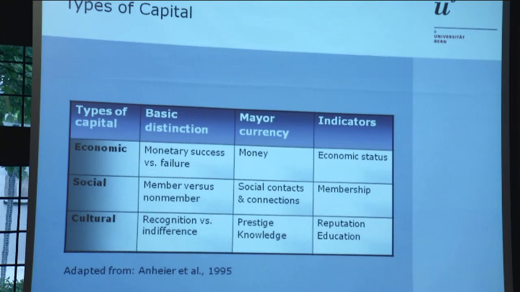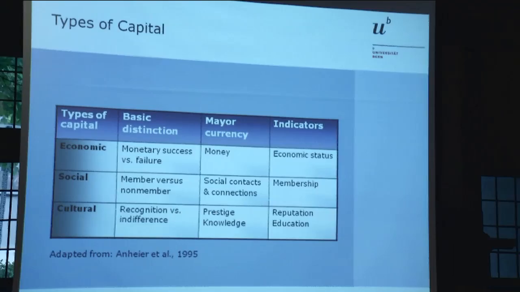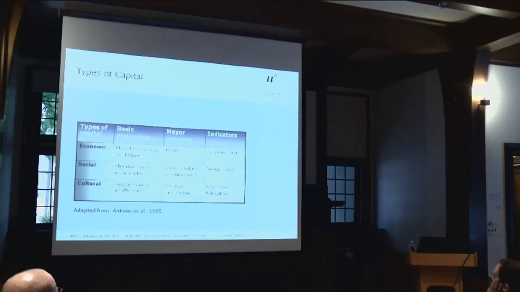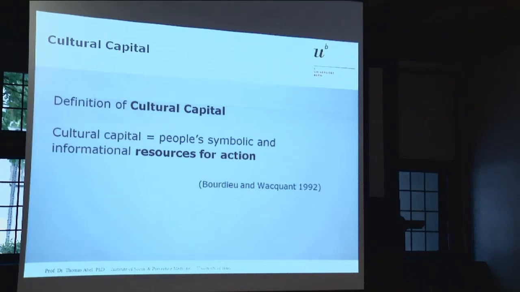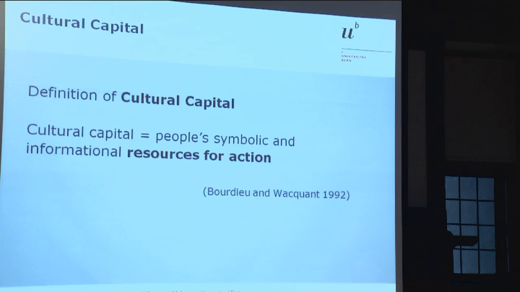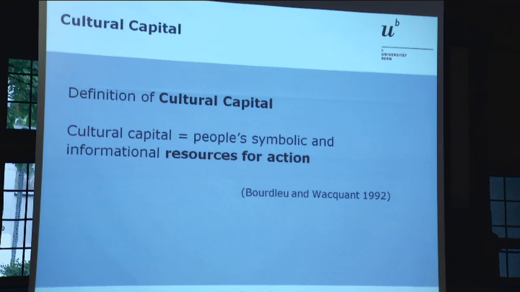And usually we measure these things with economic status, membership in those networks, reputation, often education. Bourdieu called education the least inaccurate measure of cultural capital. I think it's nice. The least inaccurate measure. So here we are, focusing on cultural capital. Cultural capital has been defined by Bourdieu and Wacquant as resources for action. And that's very important. People use it for certain actions. And it's symbolic or it's informational, and we will see what this means.